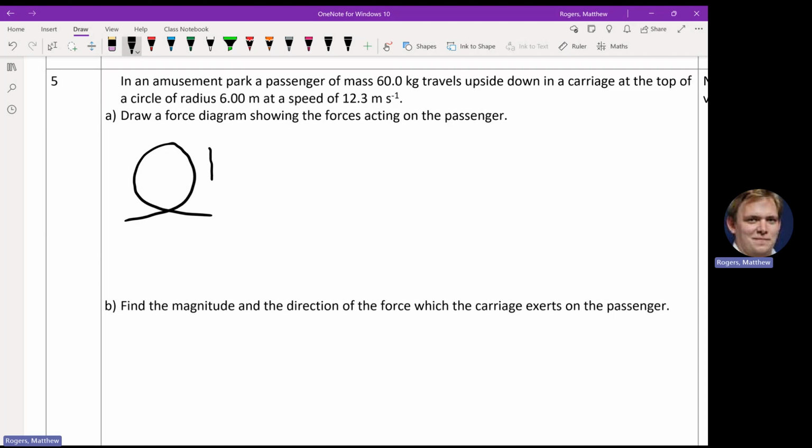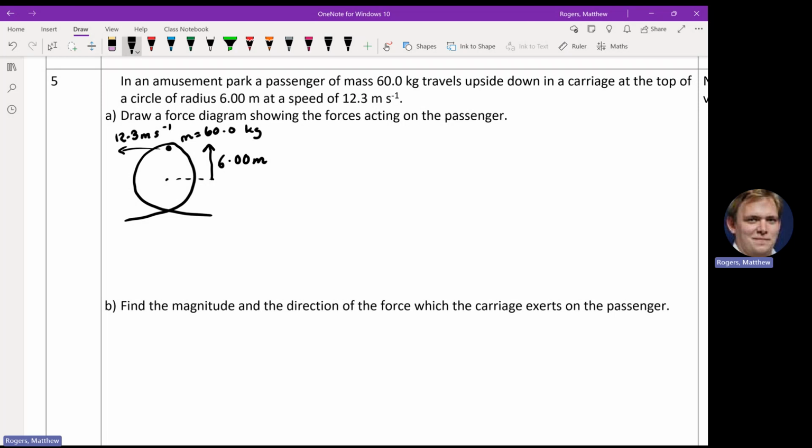So I've got my loop. Its radius is 6 meters. We've got someone who's going to come in and travel upside down at the top. I'm going to have them going that way at 12.3 meters per second, and they've got a mass of 60 kilograms.